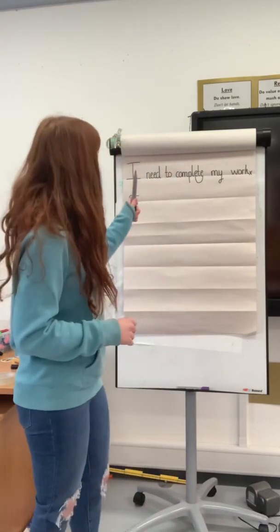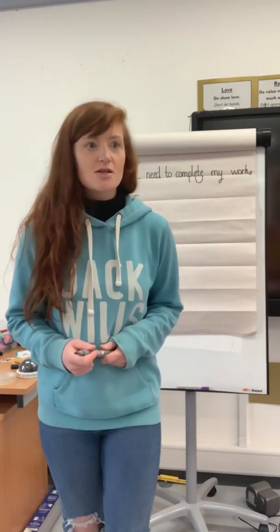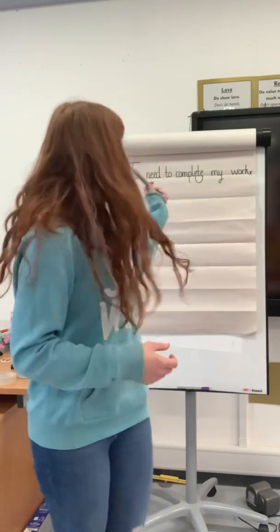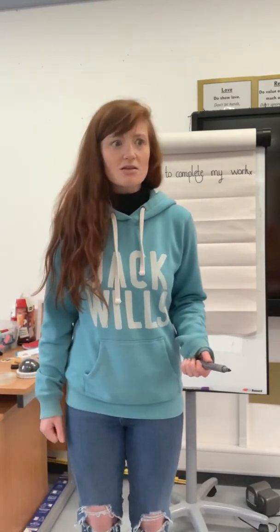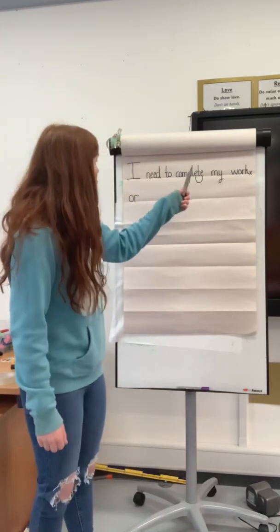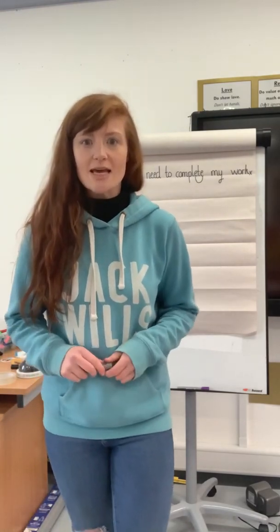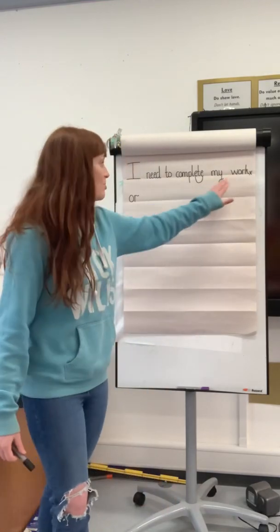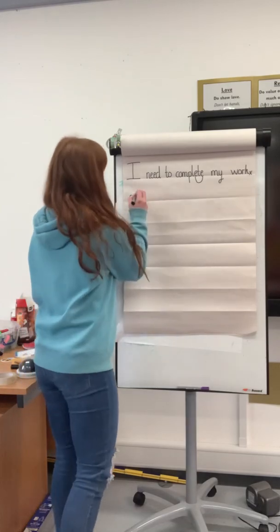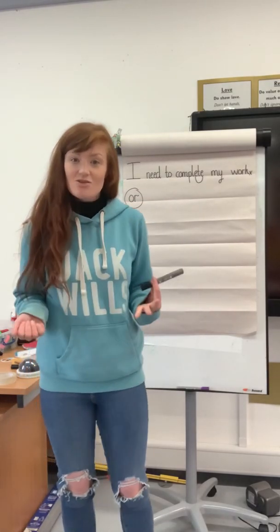So I need to complete my work or I won't get to eat chocolate for my pudding. I need to complete my work or I'll have to stay in at break time and do it. I need to complete my work or I won't get my favourite toy at the weekend. So I want you to see whether you can write this part of the sentence, then use the conjunction or and add on to extend it. See whether you guys can do that at home.